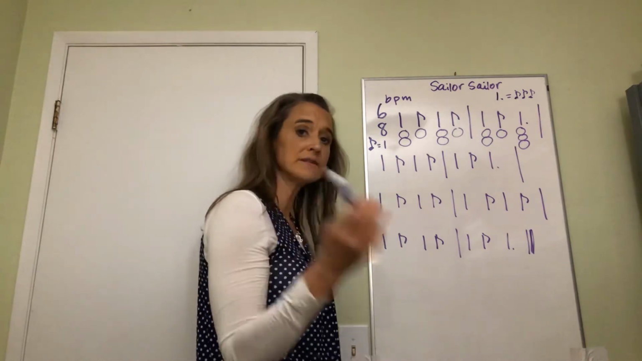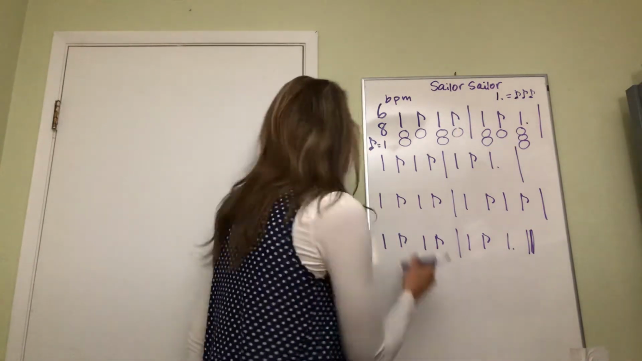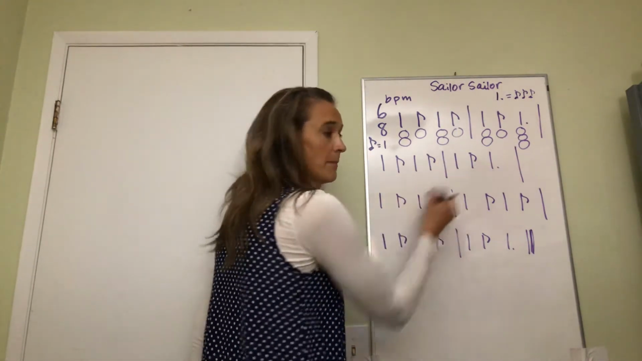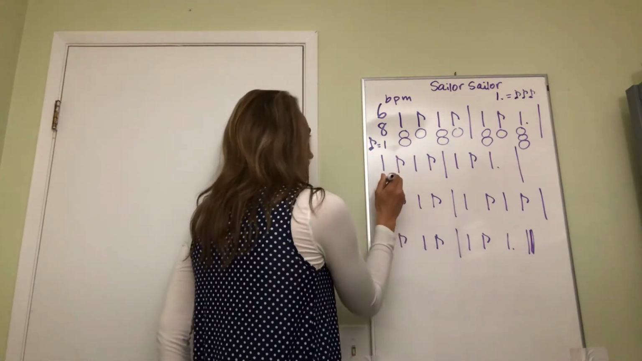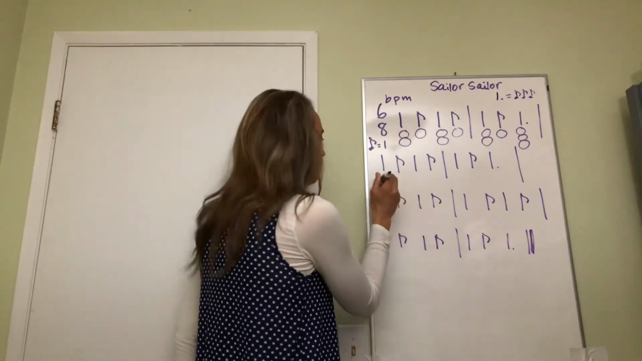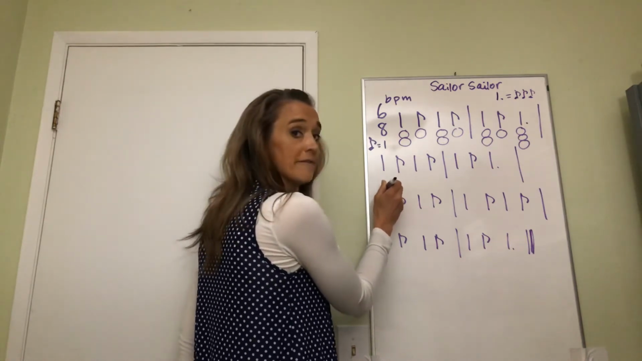And my pen is going to tap the beat as we go by. So you're going to say ta or ti or tom. And we're going to make it last for as long as I tap. Here we go. I'll count to six to begin. One, two, three, four, five, six.